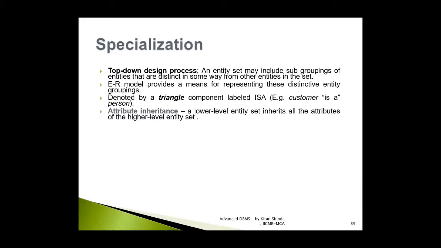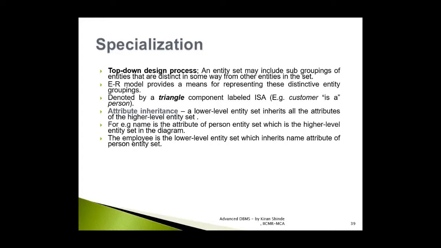Essentially here we need to understand the concept of attribute inheritance. The lower level entity set inherits all the attributes of the higher level entity set. It means in this particular example, when we say customer is a person, that particular person entity set inherits all the attributes, all the properties of the customer entity set. These may be the common attributes such as the customer name, the customer age, the customer address. So these are some attributes of a customer which are getting inherited by person.